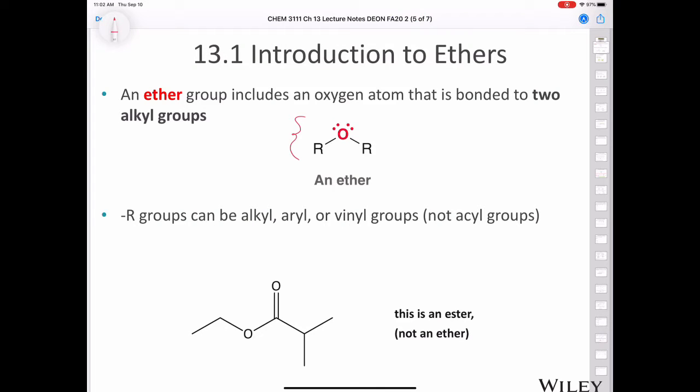Now the R groups again can be alkyl, they could be aryl, or they could be vinyl groups. They can't be acyl groups. And if you're wondering what an acyl group is, an acyl group is when we have a carbonyl with an R group attached to it like that. And as you can see, if you were to replace one of these R groups with the acyl group here that I have drawn in red, then you'd end up with an ester. And so this down here is an ester. This is not an ether. And so again, an ether is when we have two alkyl, aryl, or vinyl groups with an oxygen in between them.